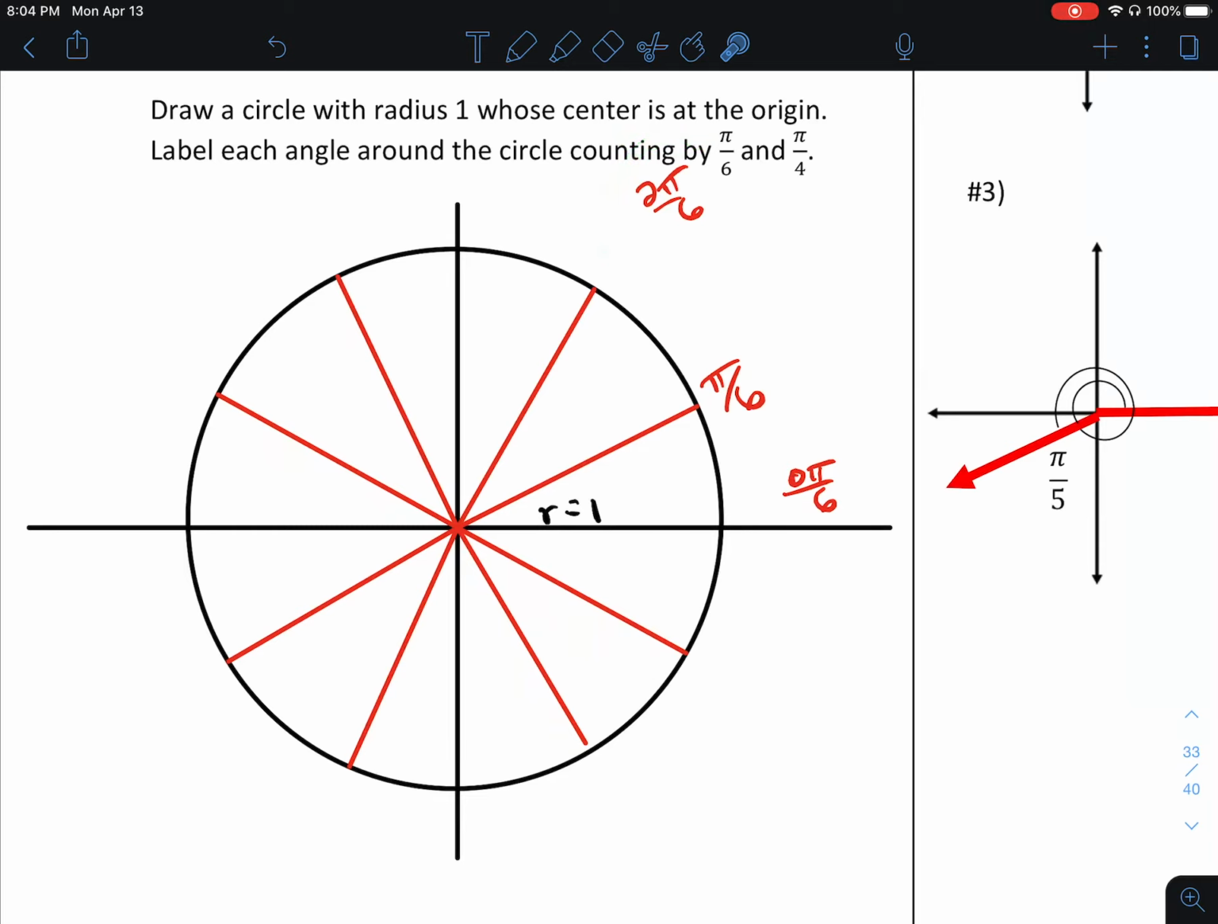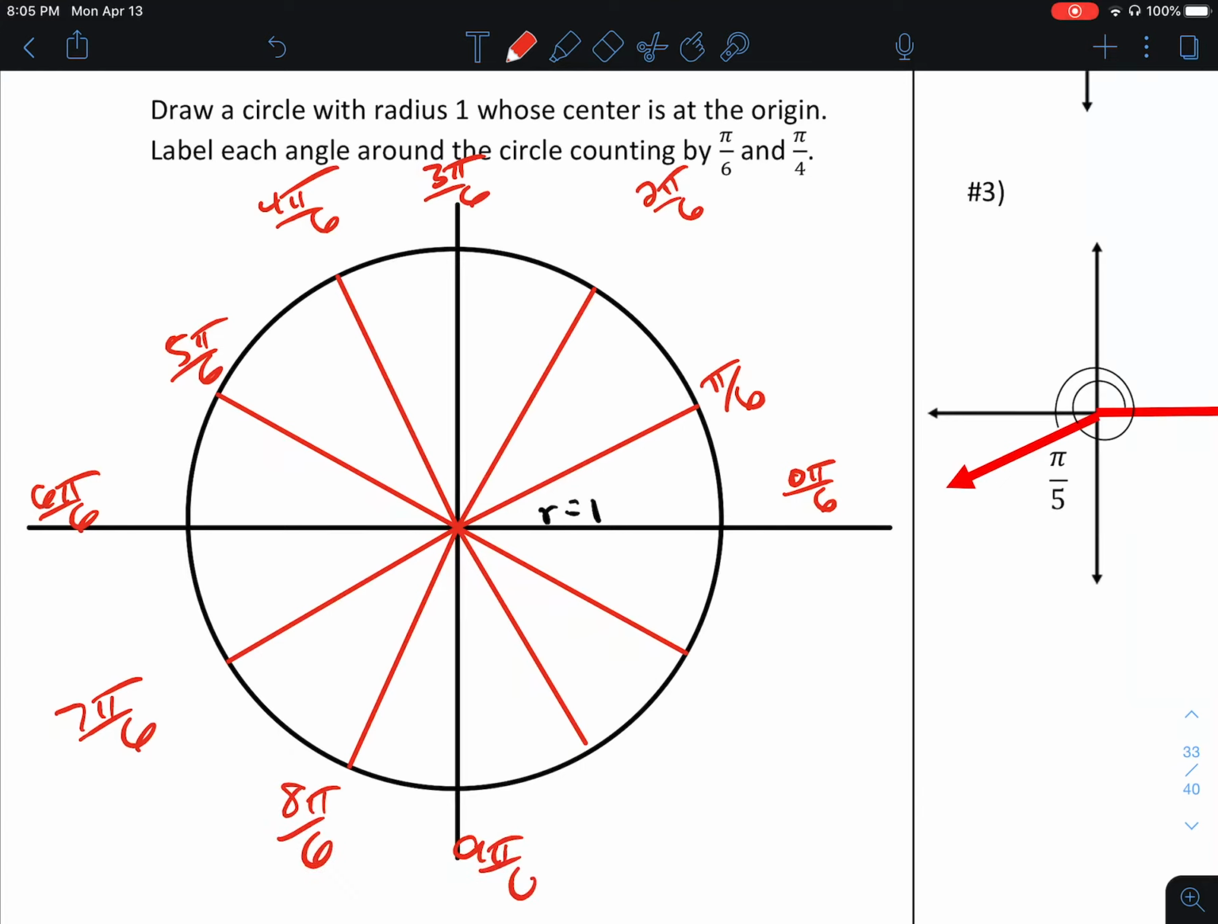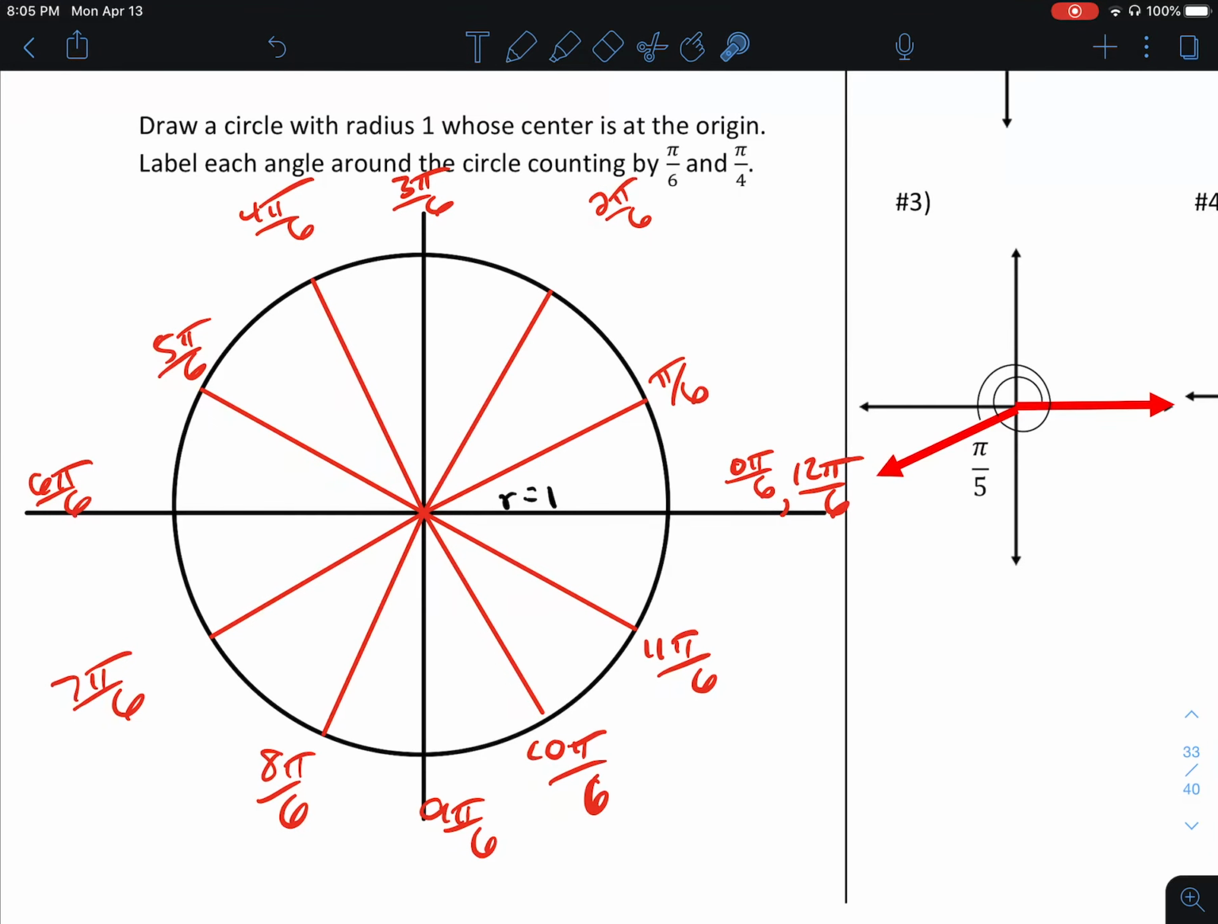So we got 0 pi over 6, 1 pi over 6, 2 pi over 6, 3 pi over 6, 4 pi over 6, 5 pi over 6, 6 pi over 6, 7 pi over 6, 8 pi over 6, 9 pi over 6, 10 pi over 6, 11 pi over 6, and 12 pi over 6. See, if you don't ever reduce your fractions, fractions aren't that difficult. The bottom number stays the same each time, and we increase the top number by 1 each time.